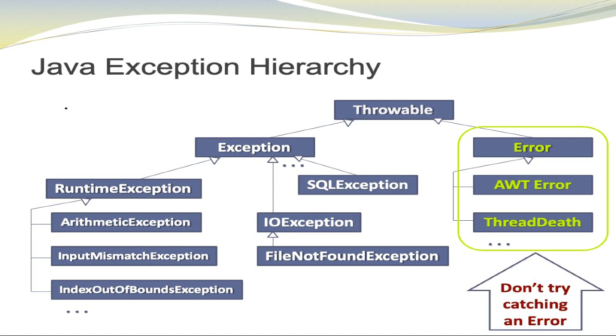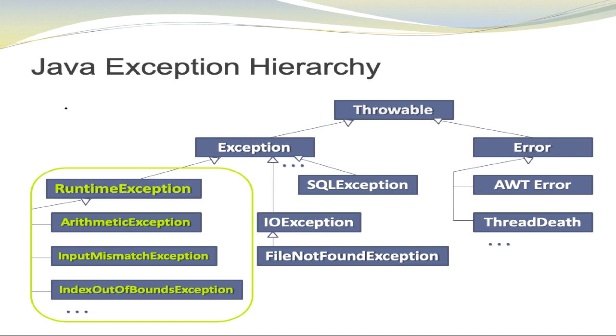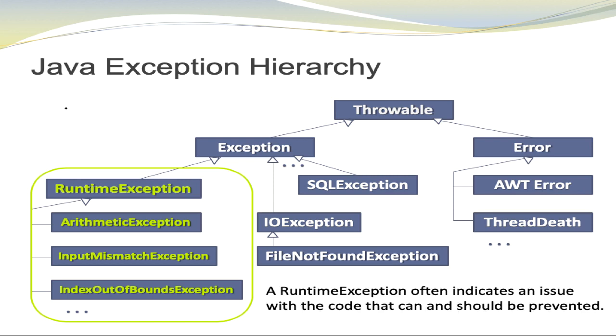A different group of throwables are the runtime exceptions. Runtime exceptions often indicate issues with the code that can and should be prevented. Here is the guideline: fix the code. For example, if you have an index out of bounds exception, make sure you don't access an index that is out of bounds.